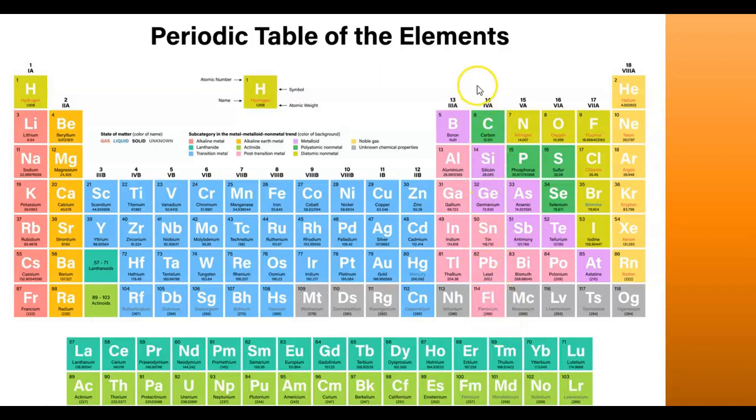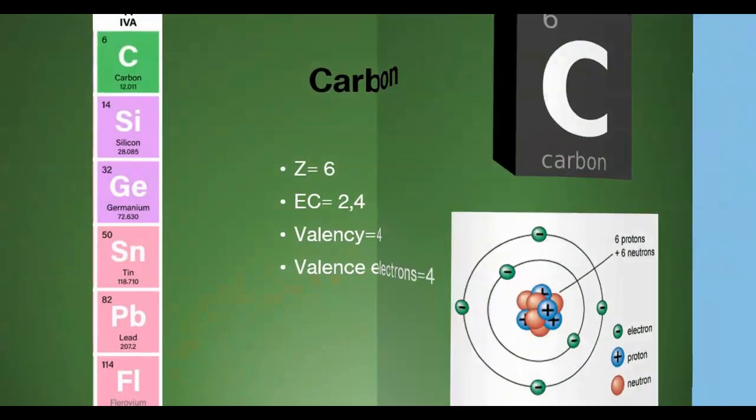So this carbon family is the 14th group element. You can see the carbon here; the atomic number of carbon is 6. Now we're going to see carbon in detail. So here is carbon.